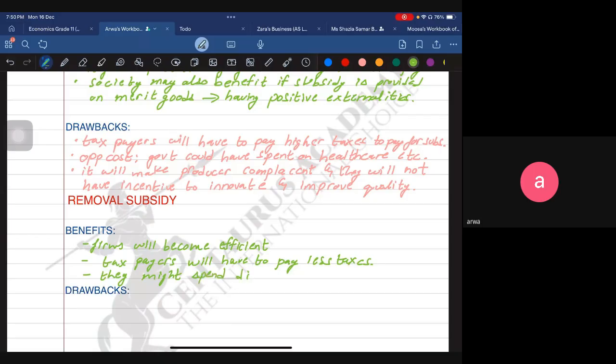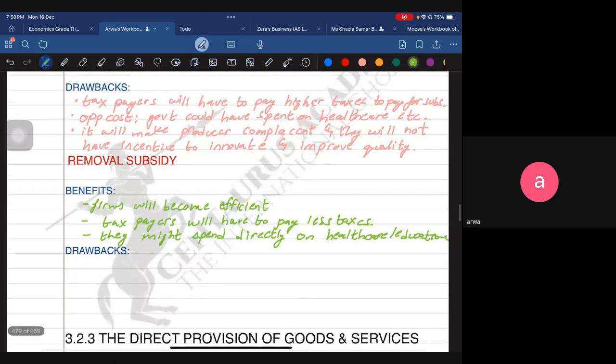I think this is it. You have talked about all the major points. Okay, this is good. So now the drawbacks. Again, the advantages are here, and now there are going to be the drawbacks.